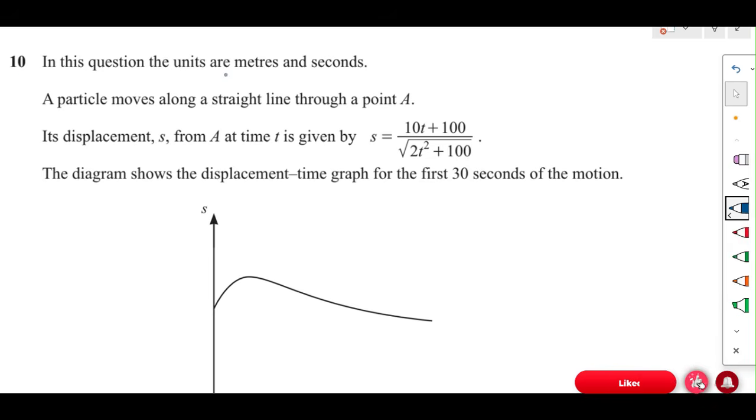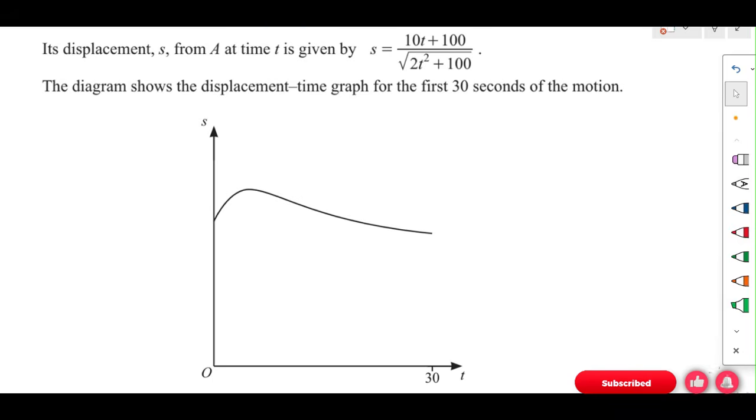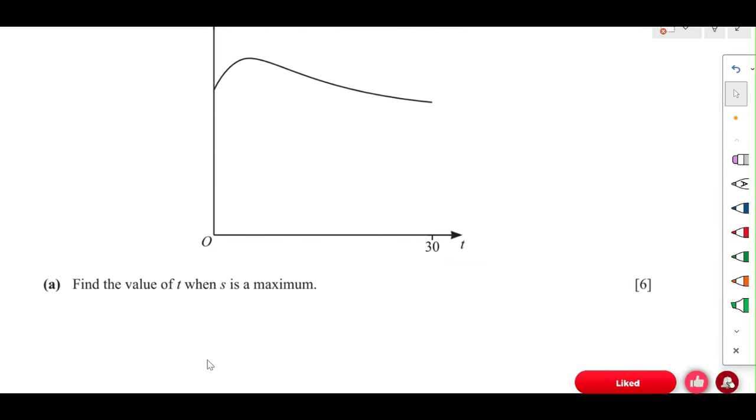In this question, the units are meters and seconds. Okay. A particle moves along a straight line through a point A. Its displacement s from A at time t is given by this. The diagram shows the displacement time graph for the first 30 seconds of the motion. Okay. So it's a displacement time graph for the first 30 seconds of the motion of that particle.